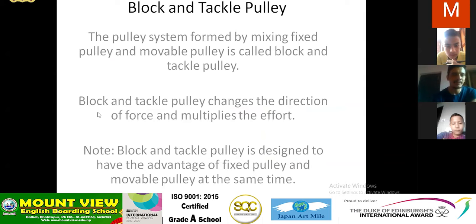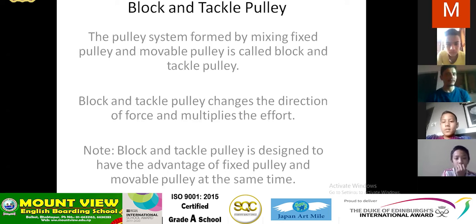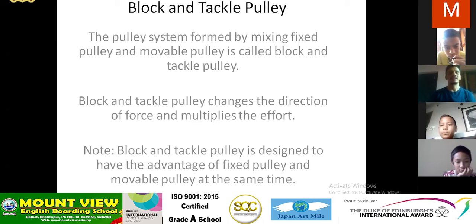You can go to the next paragraph there. The block and tackle pulley changes the direction of force and multiplies the effort. It is one of the most important pulley systems, because the block and tackle pulley not only changes the direction of force, it also multiplies the effort. That means by applying less effort, less force, we can carry a heavy load with the help of the block and tackle pulley. The block and tackle pulley is designed to have the advantage of the fixed pulley as well as the movable pulley.